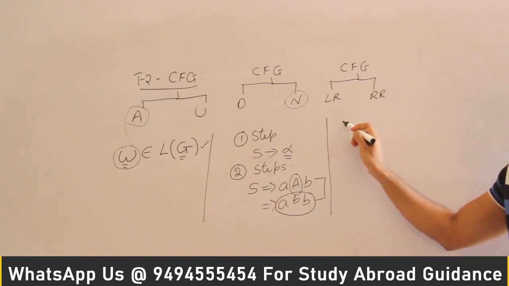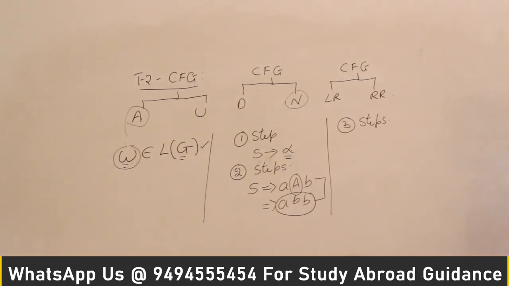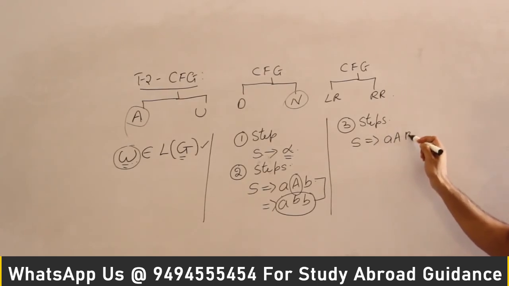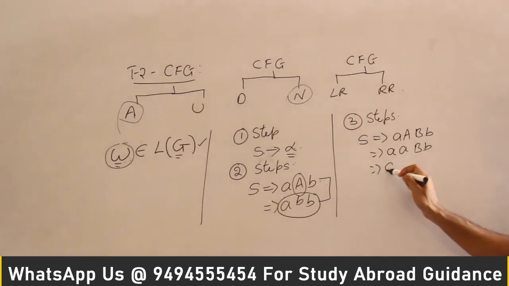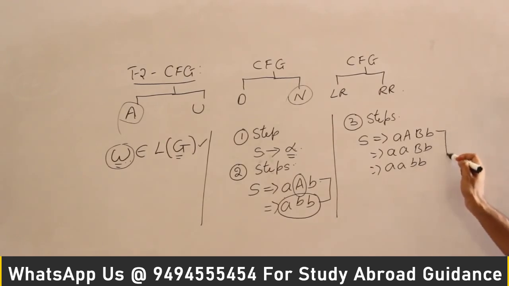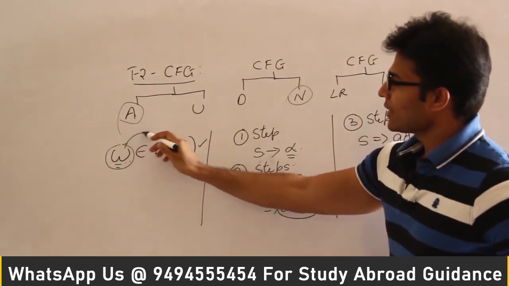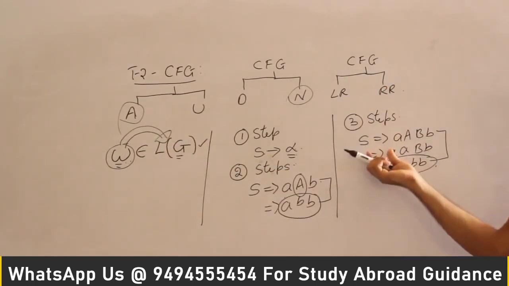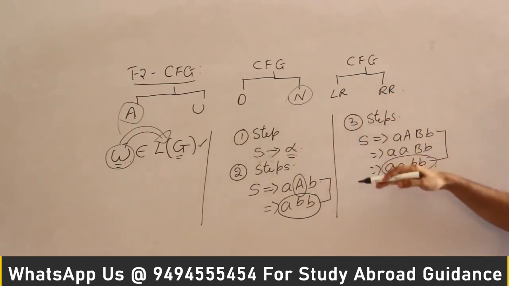Or think about three steps, which means find the set of all strings which could be generated in three steps. Let us say S derives a B b, then a, b, something like this. Whatever strings could be generated in three steps, you find all such strings and then compare with w. Definitely, if w is present in the language generated, then it could be generated in a finite number of steps.